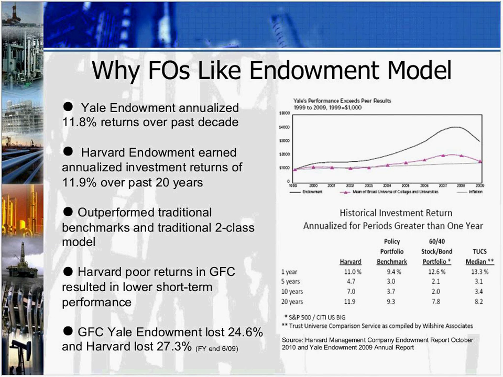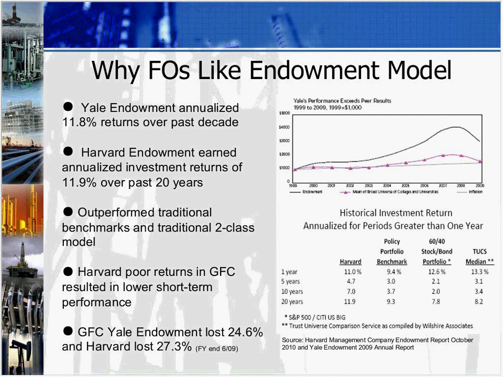Why do family offices like the endowment model? What's all the buzz about the endowment model anyway? I think the reason people follow the endowment model is that it's proven from a return perspective. Yale Endowment has annualized returns of just under 12% over the past decade. Likewise, Harvard's endowment earned annualized investment returns of 11.9% over a 20-year period. So they've really outperformed traditional benchmarks and the traditional two-class model. Harvard, of course, had very poor returns in the GFC, which have hurt their short-term returns.